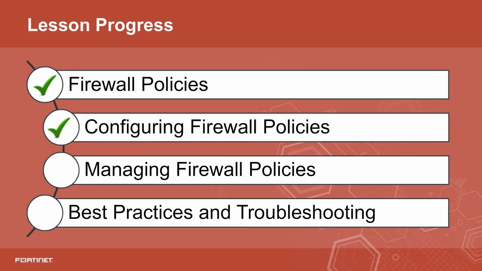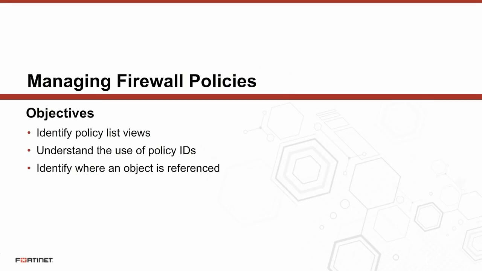Good job! You now understand how to configure firewall policies on FortiGate. Next, you'll learn how to manage and fine-tune settings for firewall policies. After completing this section, you should be able to identify policy list views, understand the use of policy IDs, identify where an object is referenced. By demonstrating competence in managing firewall policies, you will be able to understand the use of policy ID of a firewall policy. Also, you will be able to pinpoint object usage and simplify policies using object groups.